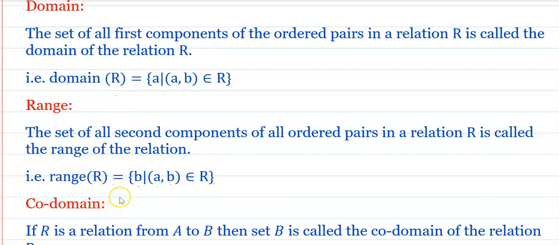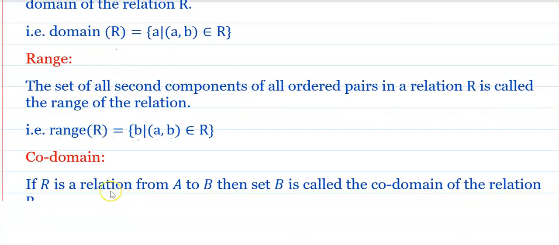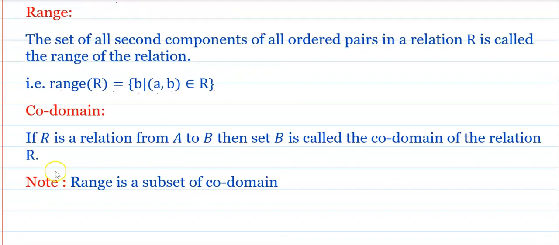Now next, don't confuse between the range and the codomain. Now see this, what is meant by the codomain? If R is a relation from A to B, then set B is called the codomain of the relation R. B is called the codomain of that relation, and always range is a subset of the codomain. Range is a subset of the codomain. And this is also important.